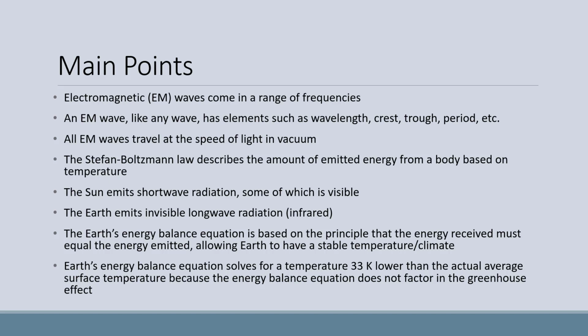The Earth's energy balance equation is based on the principle that the energy received must equal the energy emitted, allowing Earth to have a stable temperature and climate. Earth's energy balance equation solves for a temperature 33 Kelvin lower than the actual average surface temperature because the energy balance equation does not factor in the greenhouse effect.